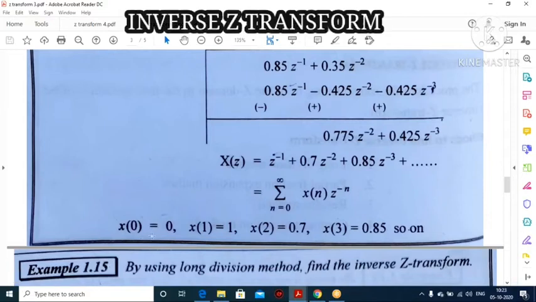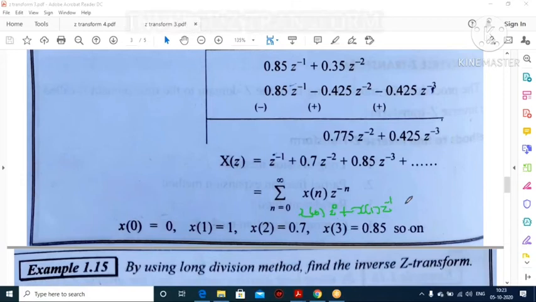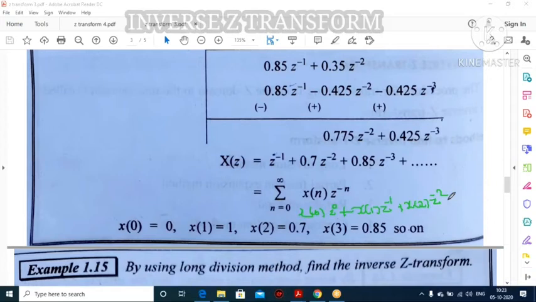The definition of the z transform is X of z equals the sum of x of n z power minus n. Just compare with this here. Now when n equals 0, it becomes x of 0 into z power 0. Next, plus x of 1 z power minus 1, plus x of 2 z power minus 2. You just compare these two equations to find the x of 0 value.